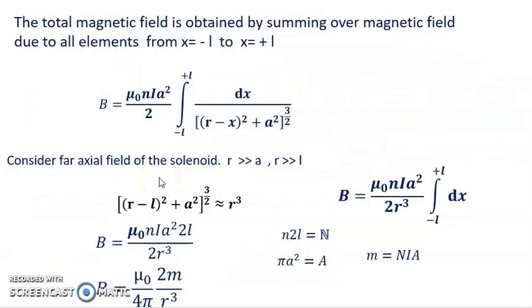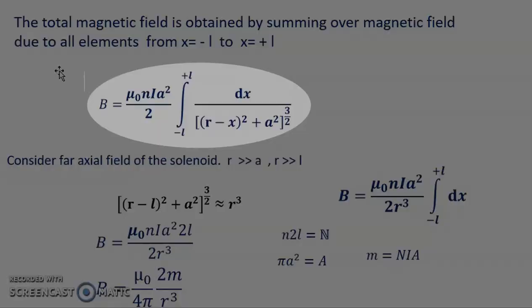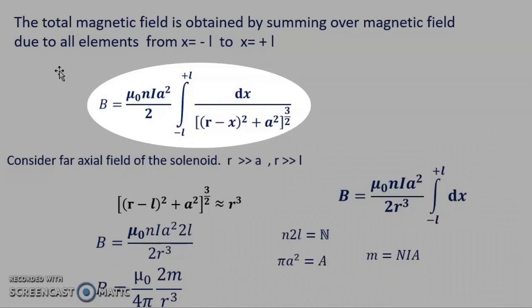The total magnetic field is obtained by summing over the magnetic field due to all elements from x equal to minus L to x equal to plus L. Therefore, the total magnetic field intensity B is equal to mu0 n i a squared divided by 2 integral from minus L to plus L of dx by ((r minus x) whole squared plus a squared) whole to the power of 3 by 2.